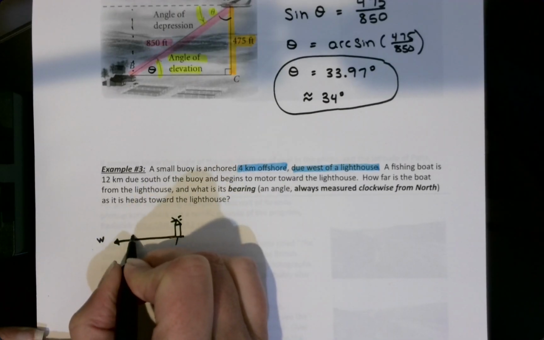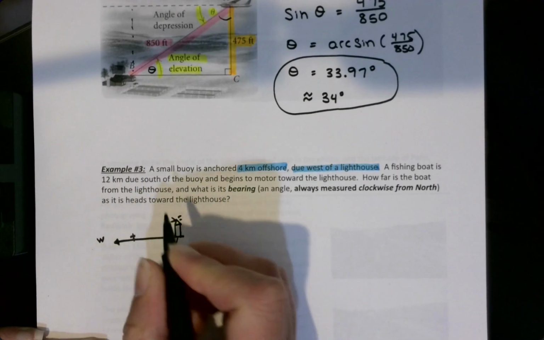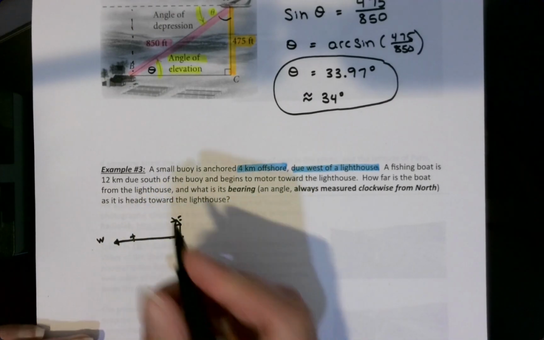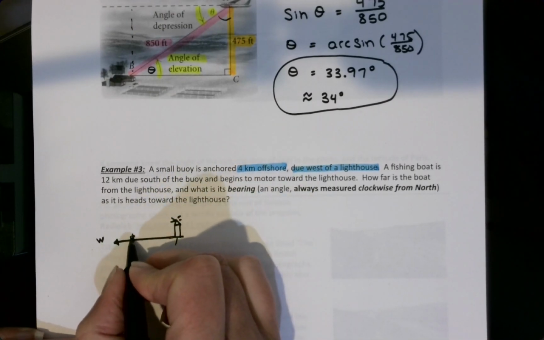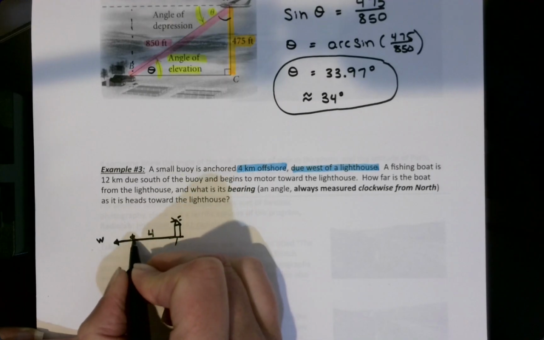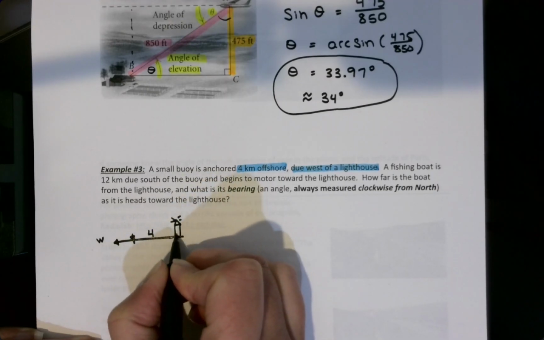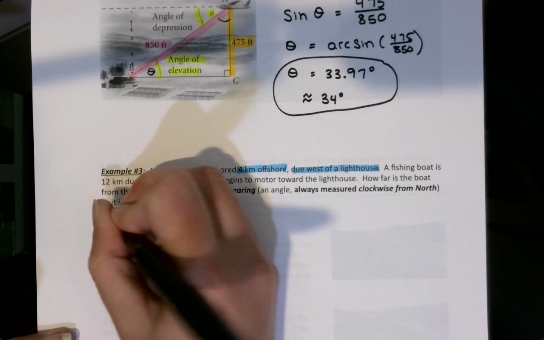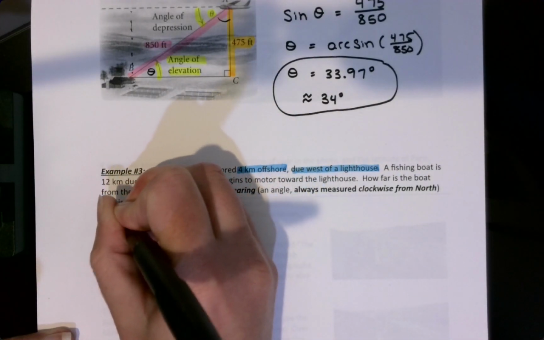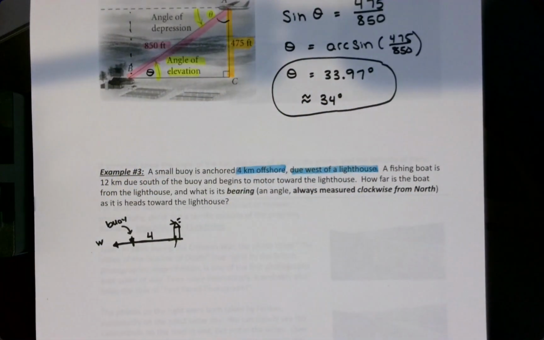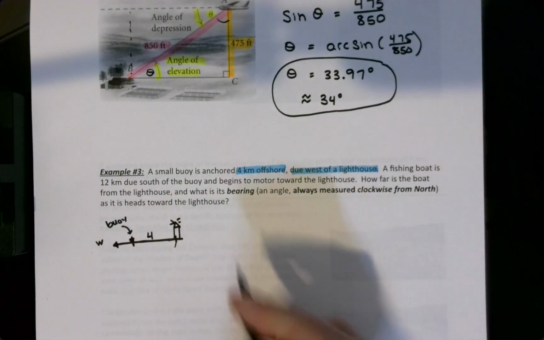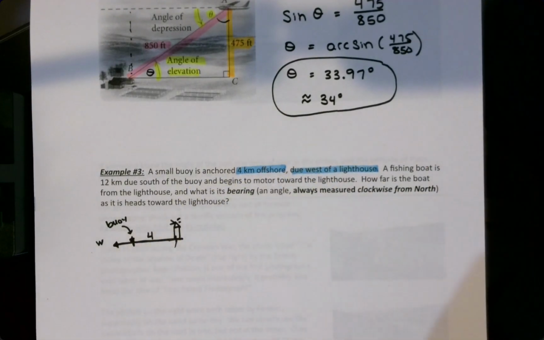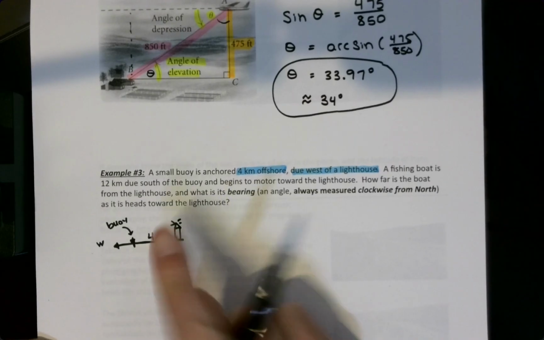So we're going to have just a little buoy here in the water. And that buoy is going to be a distance of 4 kilometers from our lighthouse, right? That's my buoy. Okay, and it was west. So that helps me demonstrate where that's going to be, north, south, east, west. 4 kilometers.